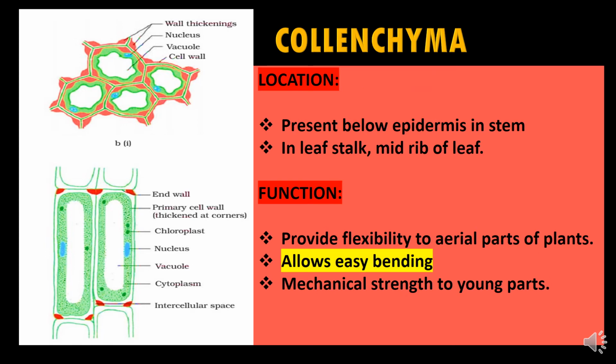Location of Collenchyma in plants is actually they are present below epidermis in the stem. स्टेम में जो आउटर प्रोटेक्टिव कवरिंग है एपिडर्मिस, उसके बिलो ही प्रेजेंट होता है टिश्यू, एंड इट इज ऑल्सो प्रेजेंट इन लीफ स्टाक, मिड रिब. लीव्स की जो मिड रिब है और उनके नीचे जो पिटियोल्स होते हैं, दैट इज मेड अप ऑफ कॉलेनकाइमा टिश्यू.